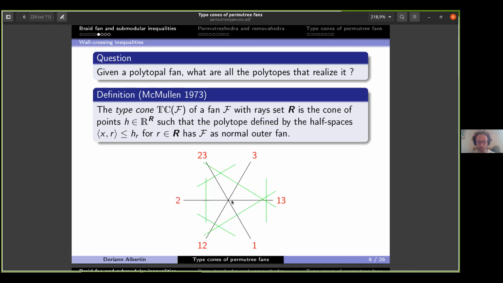Had we chosen H13 to be slightly bigger, like this, which is past this crossing here, we'd get a pentagon whose normal outer fan has only 5 rays, so it could not be this one. And so this choice of H is not in the type cone.